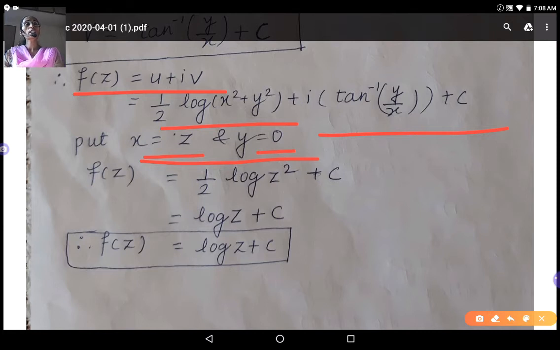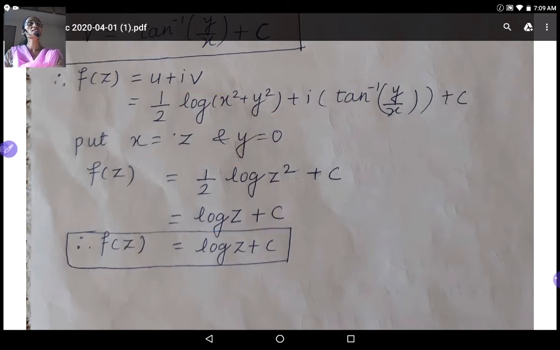If you put x is equal to z, x square is there, so it will be 1 by 2 log of z square, and here the y value is 0. If y is 0, tan inverse of 0 is 0, so what is your answer? 1 by 2 log of z square plus c. And this 2 comes in front of the log term, and then the 2 is cancelled. So what is the answer? Log z plus c. And finally you get the answer: f of z is equal to log of z plus c. This is the answer.